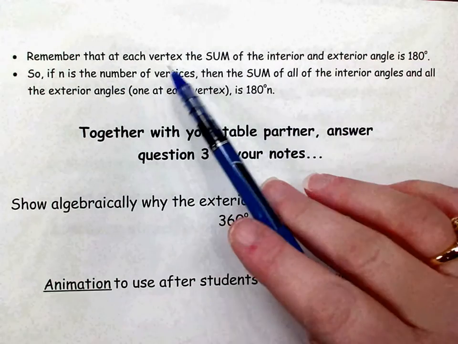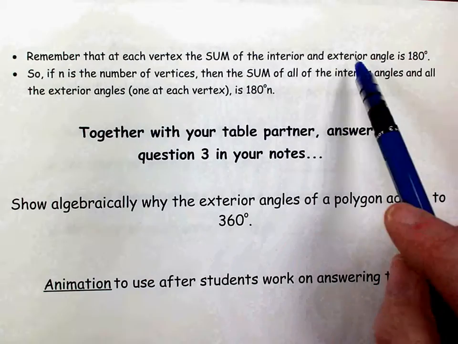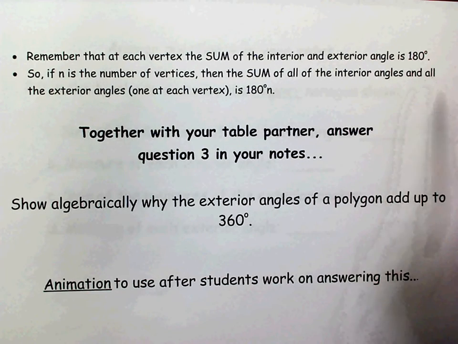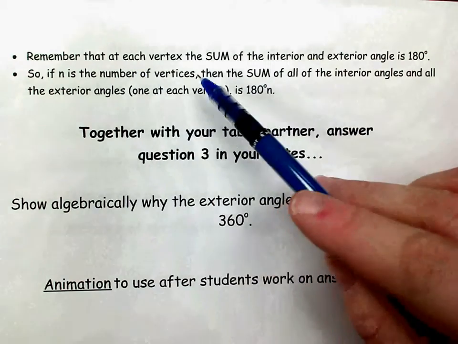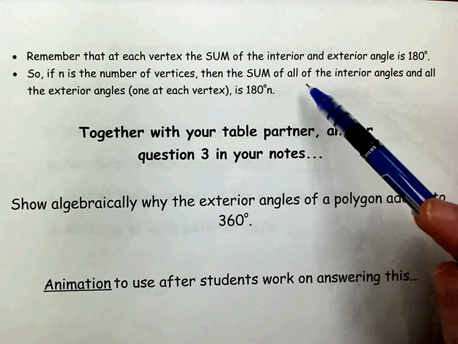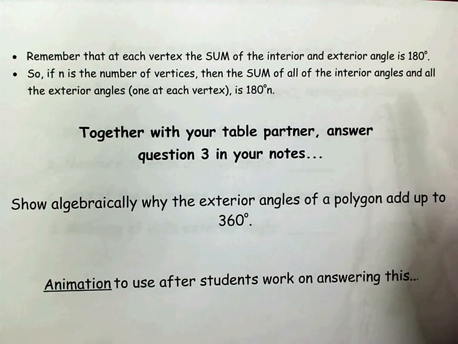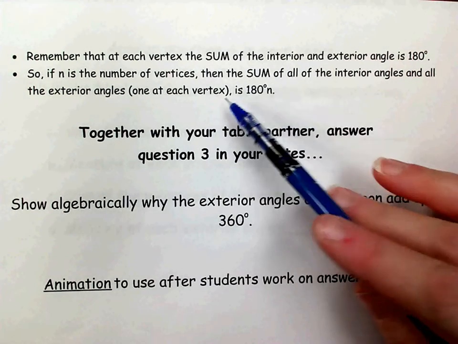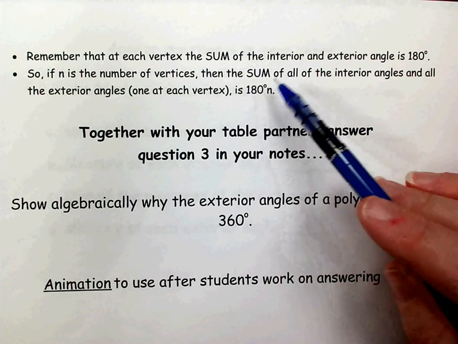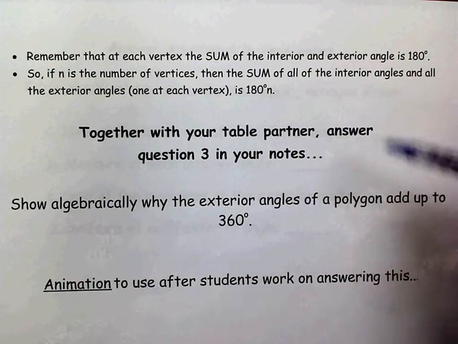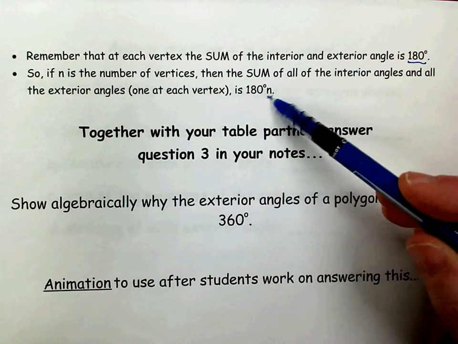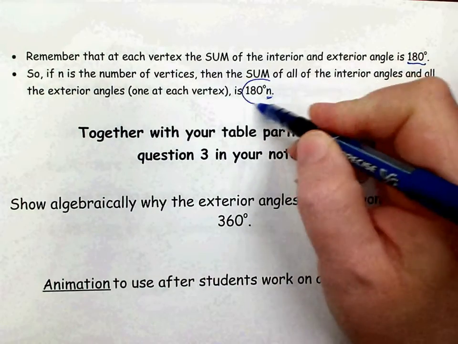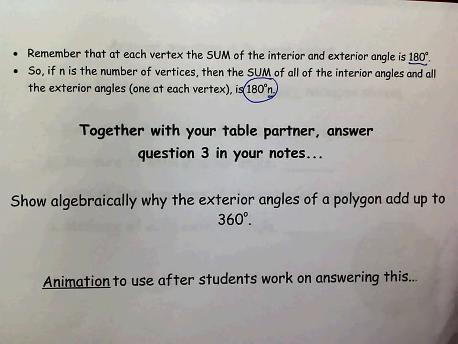Remember that at each vertex, the sum of the interior and the exterior angle is always 180 degrees because they're a linear pair together. So that means if n is the number of vertices, then the sum of all the interior angles and all the exterior angles, one at each vertex, is 180 degrees times n. So we know each pair is 180, and you have n of those. So this would represent the sum of all of those pairs of angles, interior and exterior, one at each vertex.